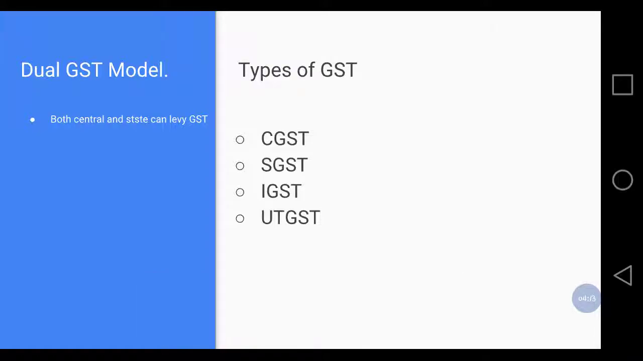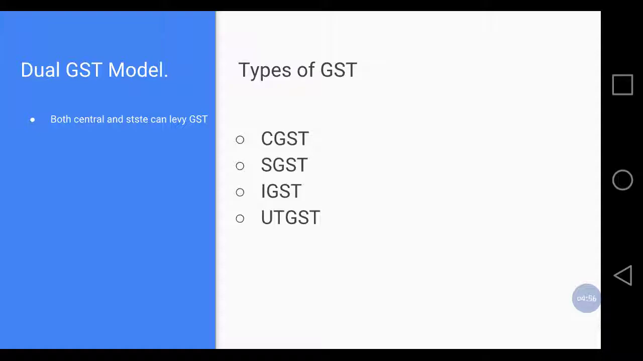If we see, for an intrastate sale or intra-union territory supply of goods or services, CGST and SGST will be levied. How will it be? Whenever the sale happens within the state, for example, the sale is happening in Tamil Nadu and the purchaser is also in Tamil Nadu, then SGST and CGST will be levied.